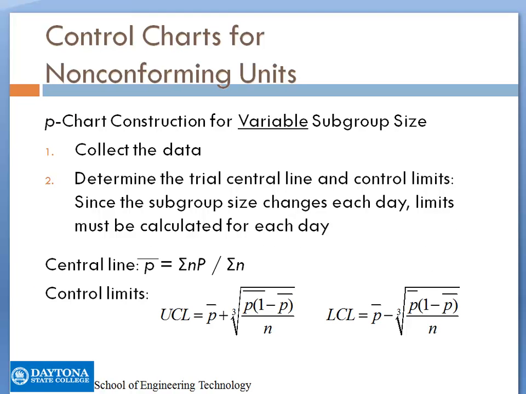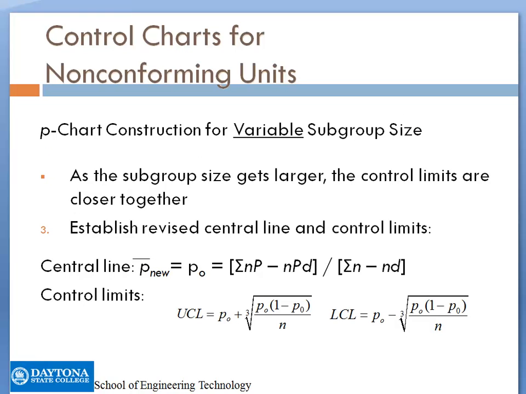If you have variable subgroup size, that means your upper control limit and lower control limit are not going to be a straight line. It's going to have ups and downs because it's not constant. You do the same procedures: you select your quality characteristic, you collect your data, and you determine the central line and the control limits. Now you have to do it for each subgroup size because they have different sizes. It's just a little bit of work, but it's the same procedure.